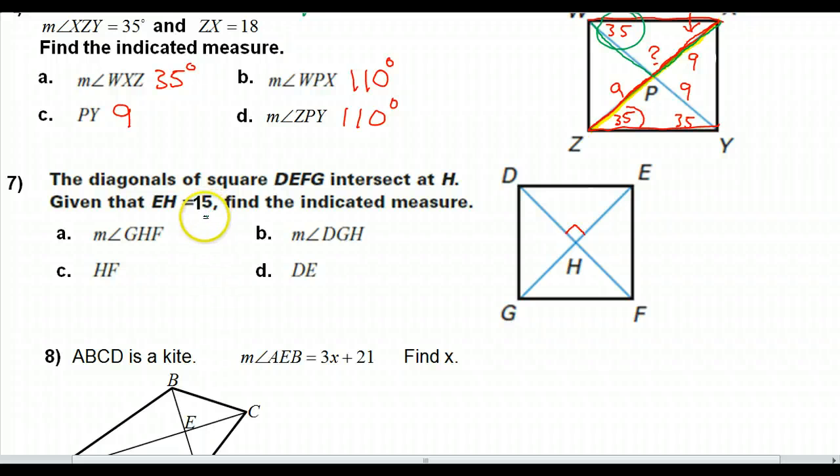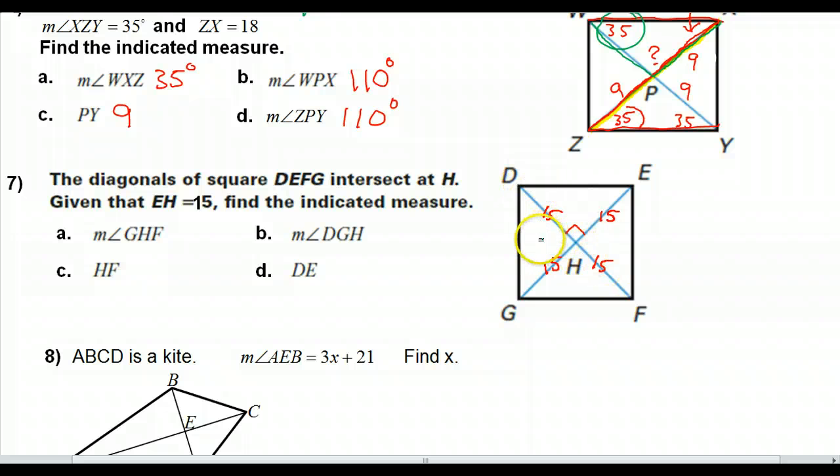EH is 15. Okay, so this is 15. Okay, that means all of these pieces are 15, by the way. So this will be 15, and this will be 15, and this will be 15. You know, because it's a square. A square is also a rectangle, so that means the diagonals are congruent, because that's a rectangle property.